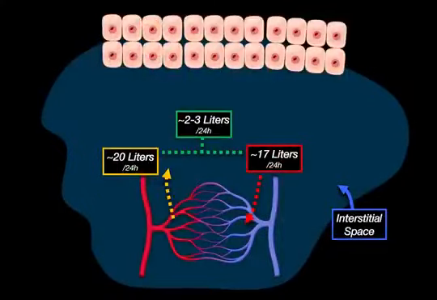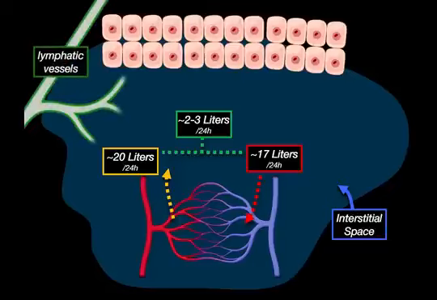This 3 liters of fluid needs to find a way back into the blood so that the body's interstitial fluid volume and the blood volume both stay constant over time. That's where the lymphatic vessels come in. They collect excess interstitial fluid and return it into the blood.